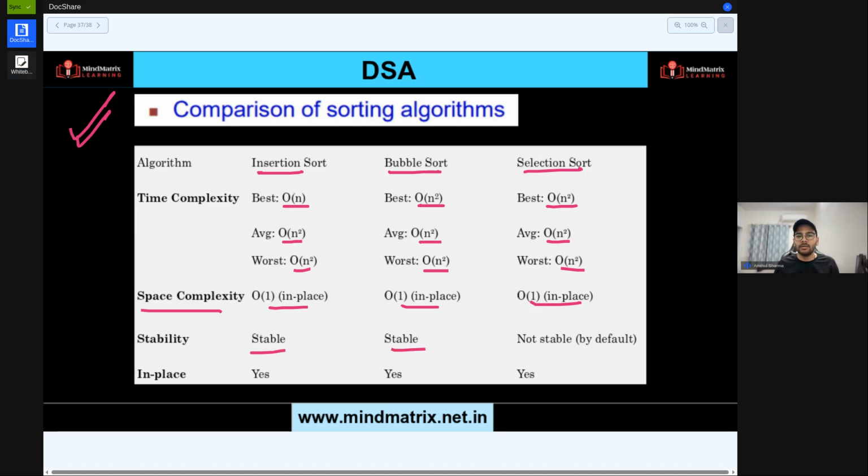It is stable, it is stable. It is not stable by default, but with some modifications, we can make it stable as well, right? And as I told you, it is in place. All three are in place.